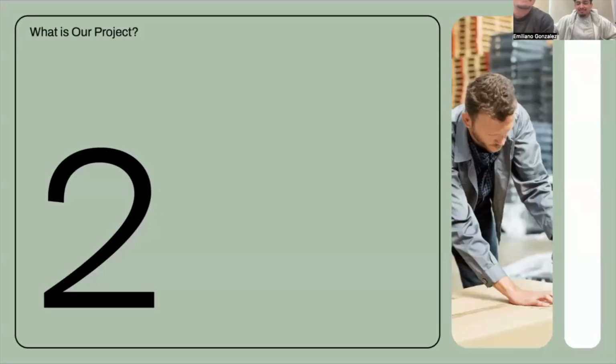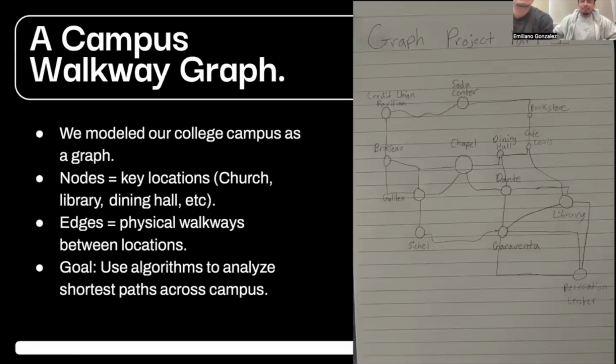So our project: campus walkway graph. What we wanted to achieve was basically finding the shortest path from building to building. This is our base for the project. We modeled our college campus as a graph. Our nodes were key locations, like the church, the library, dining hall, Dante, Garaventa, all of those buildings. And our edges are the physical walkways between the buildings themselves. Essentially, the goal of our project was to analyze the shortest path across campus.